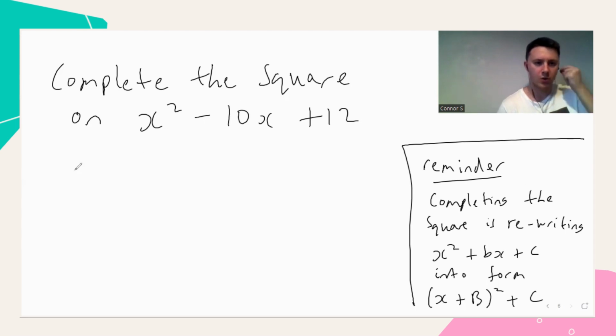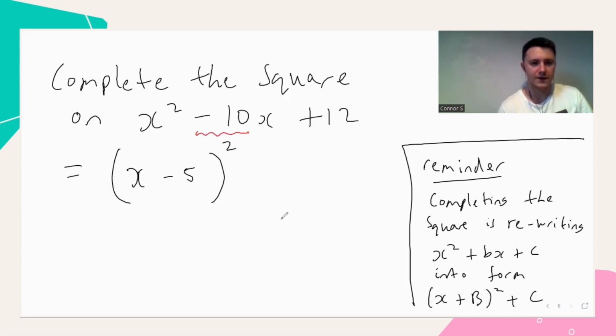With this example, we're going to have our pair of brackets like this. Obviously, we need a square there because that's the way we do this. We're going to have an x at the start. And then the rule is that this next number in the brackets is half of the x coefficient. So it's half of this number there. Half of minus 10 is minus 5. So you put minus 5 there.